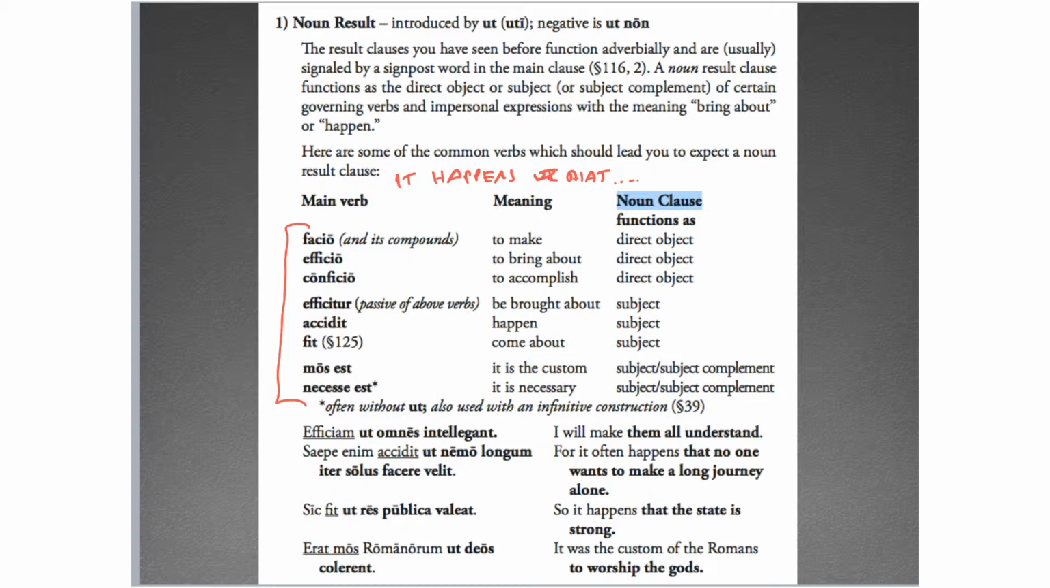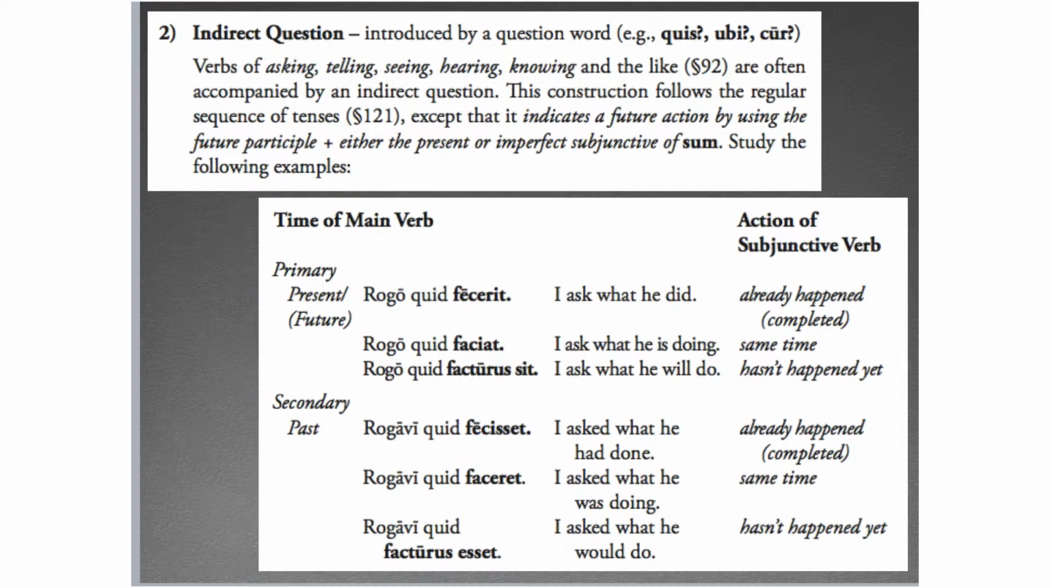All right, and then you see the examples down here. They can also be personal. So, "I will make them all understand," or "I will make it that they all understand," is another way of putting it. And then this "make them all understand" is going to be our subjunctive, and that is going to be our noun clause.